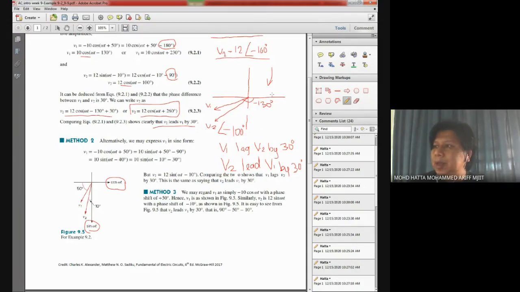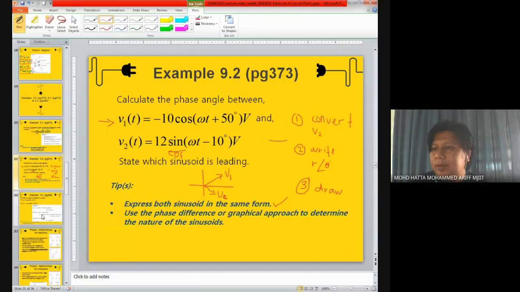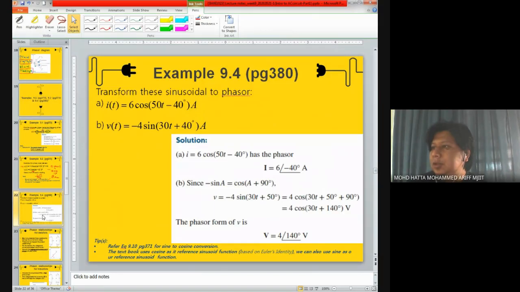I just try to remember what the angle is, and if it's positive, I should use counterclockwise. If it's negative, I should use the clockwise direction. And also, the difference is the difference between these two vectors' angles. Right. And 9.4, this I think is easy, a lot easier compared to what we've seen over here.